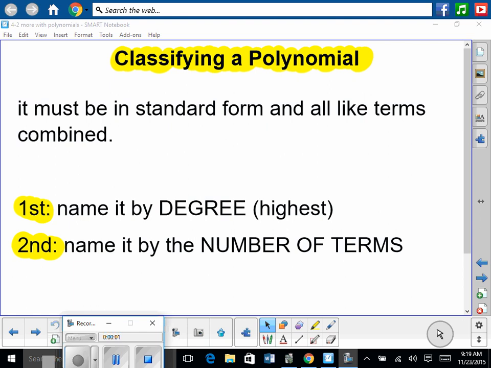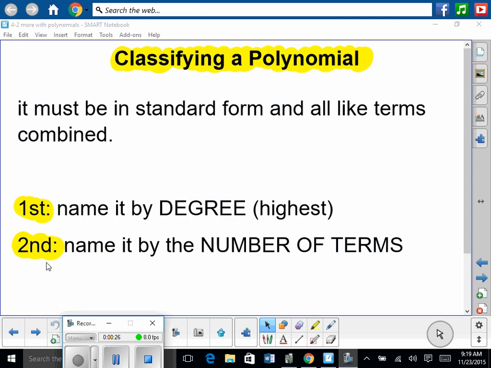Okay, so we're going to be naming a polynomial. That's what classifying means, is name the polynomial. So first things first, before you can name a polynomial, it has to be in standard form, highest degree to lowest degree. And we have to make sure all like terms are combined. So it's in the most simplified form and in standard form. Once you have a polynomial in standard form and the most simplified form, it has a specific name.